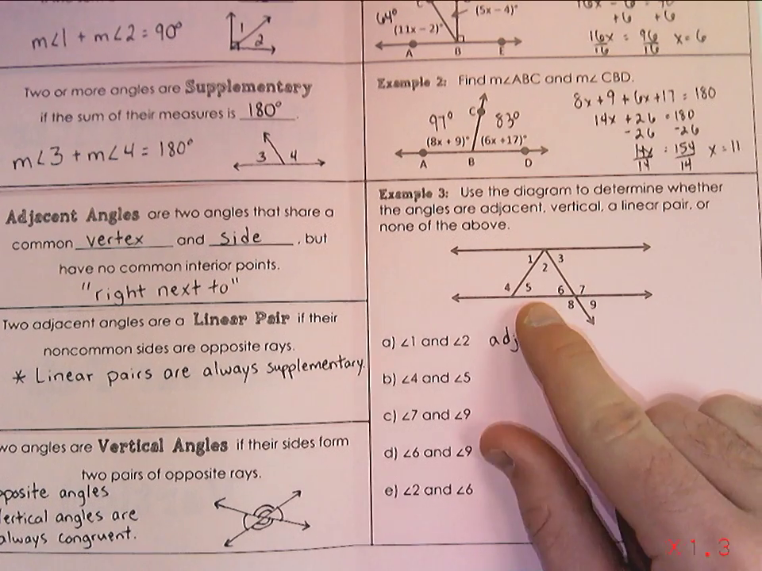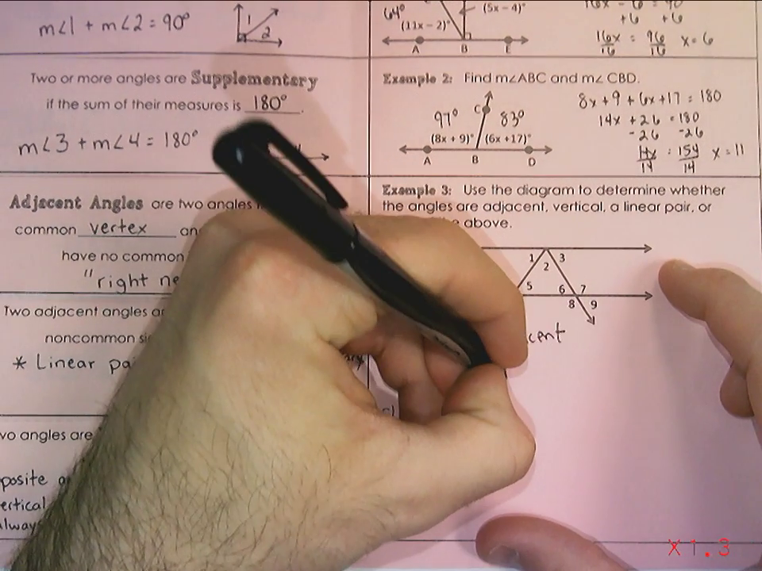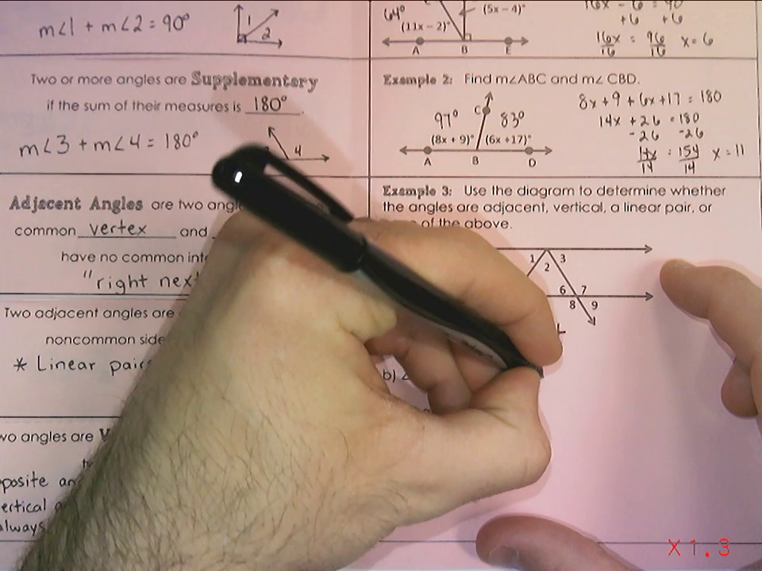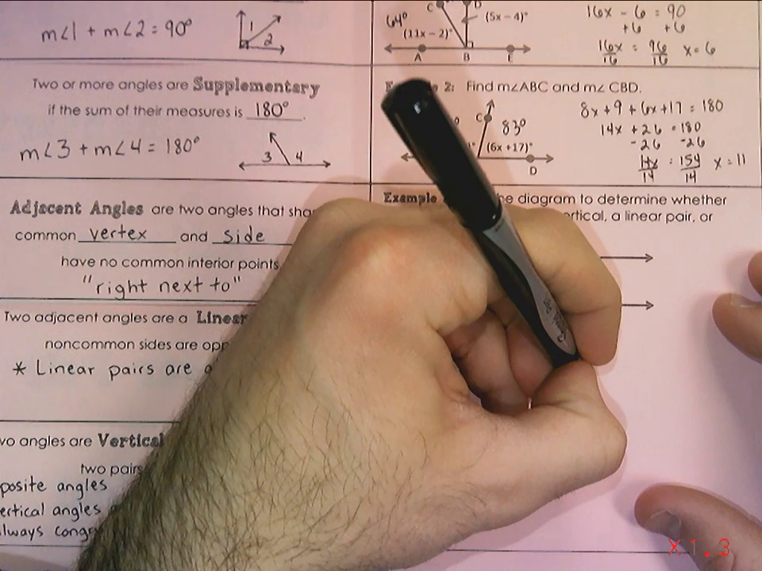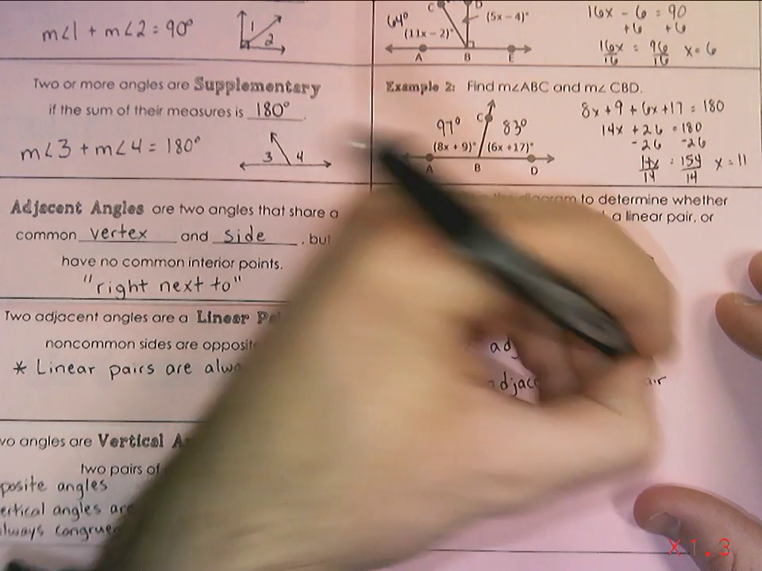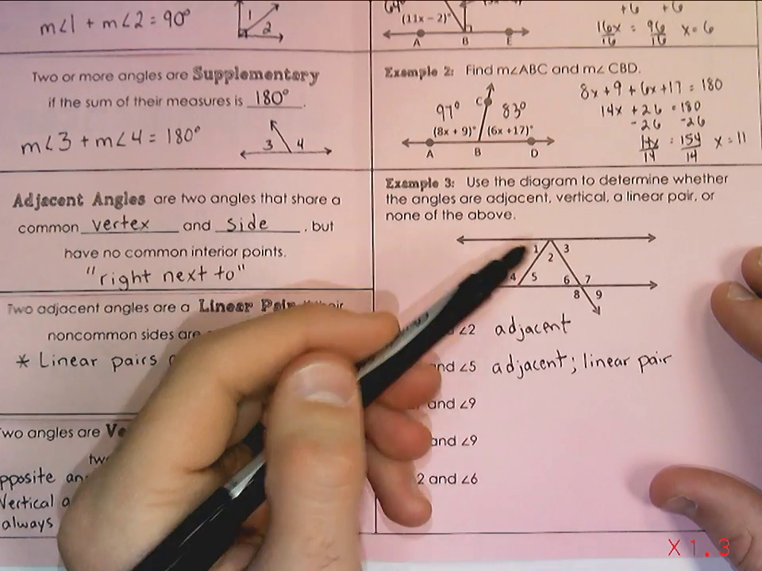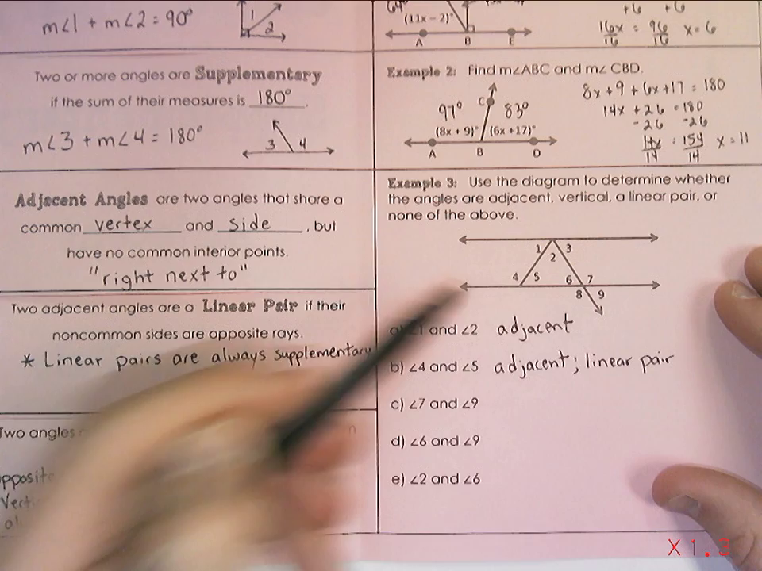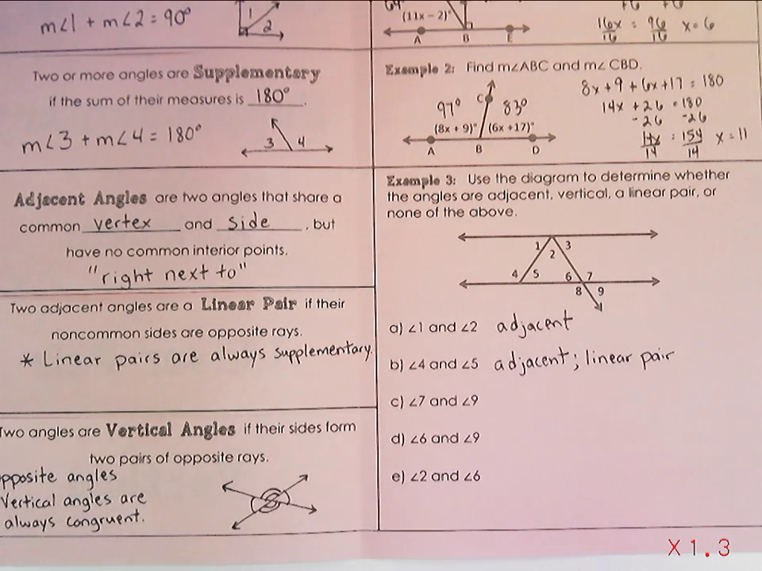Angle 4 and 5. This one is a double here. So these are going to be both adjacent and a linear pair. And they're a linear pair because they would form a straight line. So they're supplementary. Remember, they're always supplementary. 4 plus 5 would be 180, makes them a linear pair.